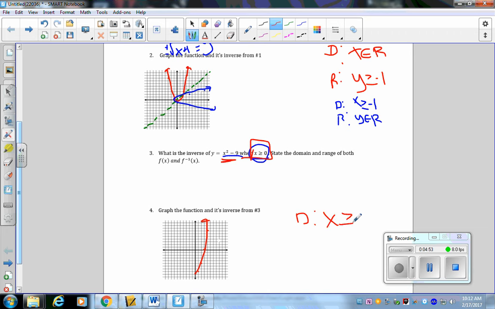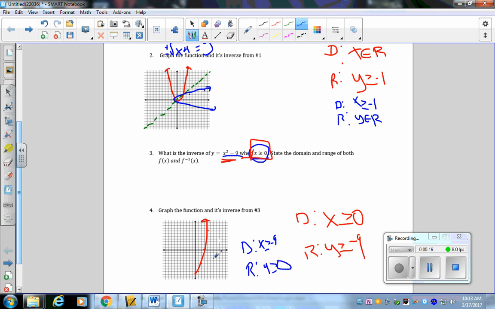So I do need to keep that in mind when stating the domain and range. It's like a piecewise. My range is y is greater than or equal to negative 9. So we can identify the domain and the range of the inverse by flip-flopping them. So the domain of my inverse will be x is greater than or equal to -9, and the range will be y is greater than or equal to 0.